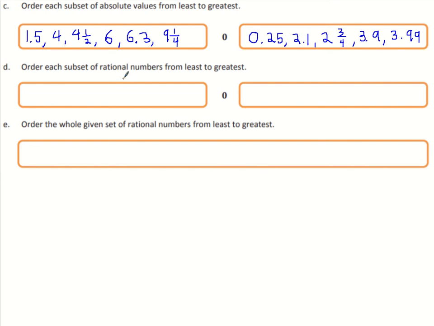Now what it wants us to do is order each subset of rational numbers from least to greatest. The good news is that my positive rational numbers are going to be exactly the same as my absolute values. So I can just copy down that exact same list: 0.25, 2.1, 2 and 3/4, 3.9, and 3.99.